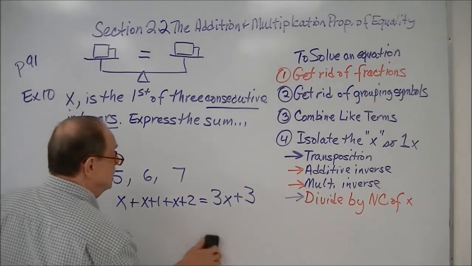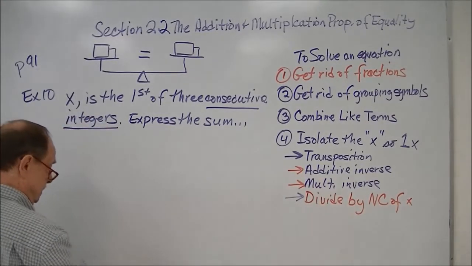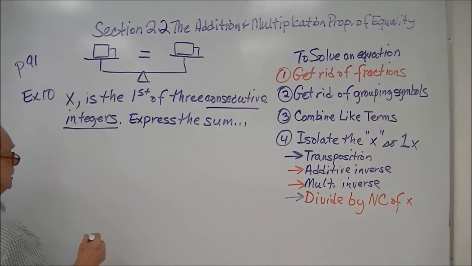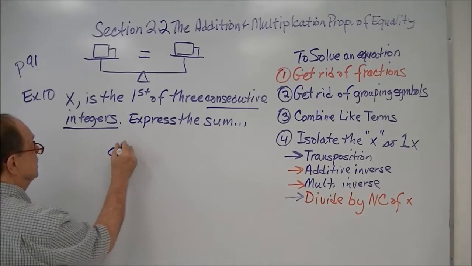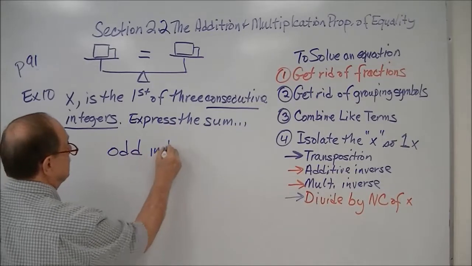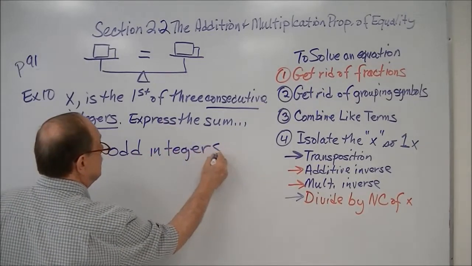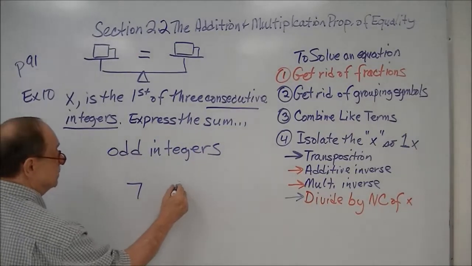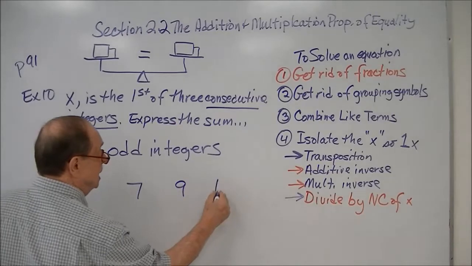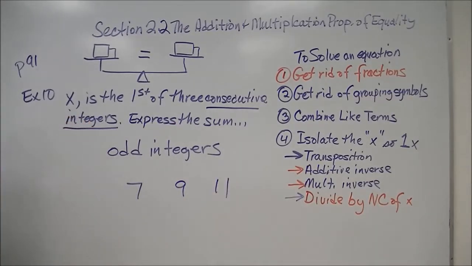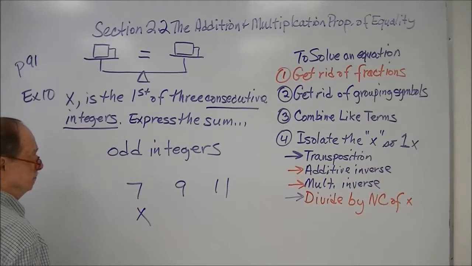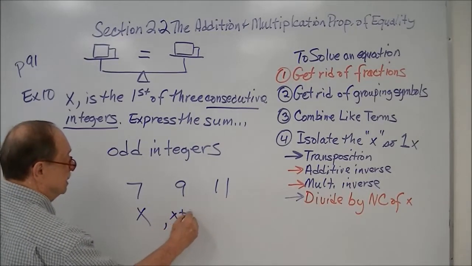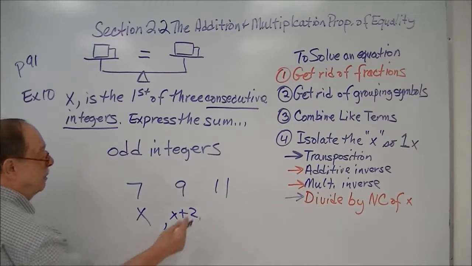Now, let's do something a little different beyond this example here. Suppose we had odd integers. Now, our first odd integer, let's say, is 7. The next one is 9. And the next one would be 11. So how do I write 7 in terms of x? Well, that's going to be x. How about 9? Well, that would be x plus 2. How about 11?